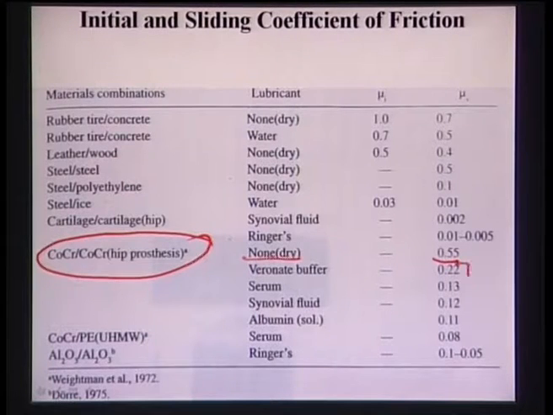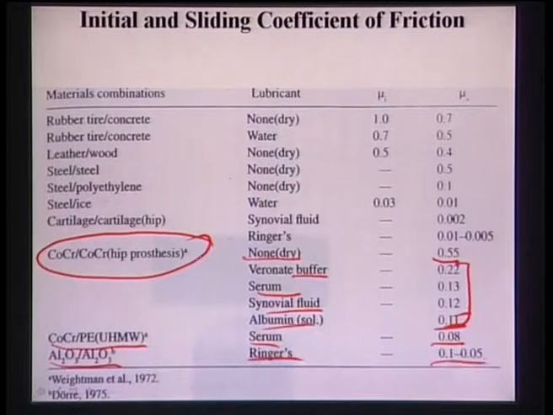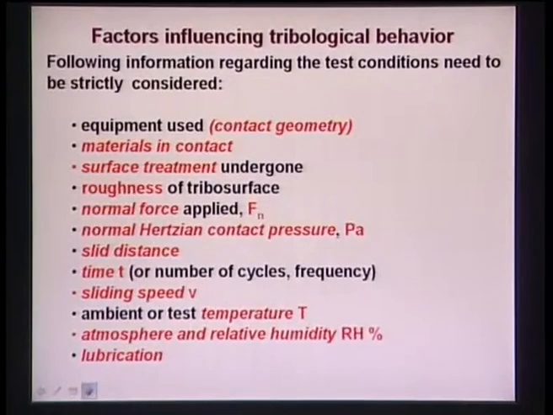The moment you give lubricants like serum or synovial fluid or albumin, that is the protein solution, in the presence of the serum protein, the friction coefficient is reduced to around 0.1 or so. For cobalt chrome moly versus polyethylene in serum solution, it is 0.08. Now, alumina versus alumina in Ringer solution, it is somewhere around 0.1 to 0.05. So, as you see, if your solution or your environment is changed, then your coefficient of friction also changes. Now, let us look at the different factors which will influence the tribological behavior.